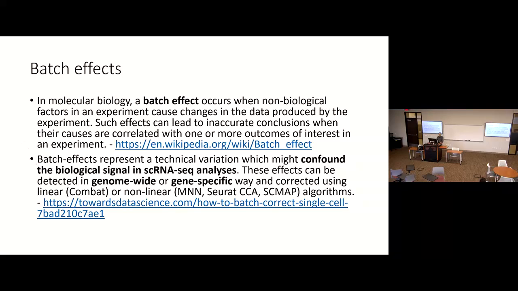So the idea here is that batch effects present technical variation. You cannot measure even the same cell and get the same results because of the limitations and variation of the technology. If that's the case, you want to correct these batch effects so they are not confounded with the biological signals from single cells. You want to find the real difference between populations of cells.